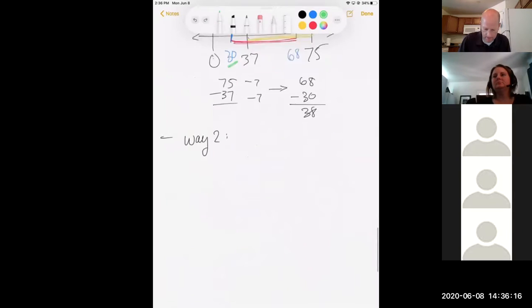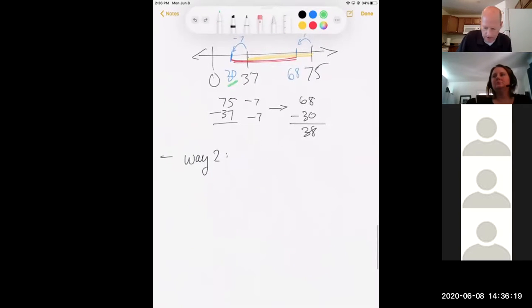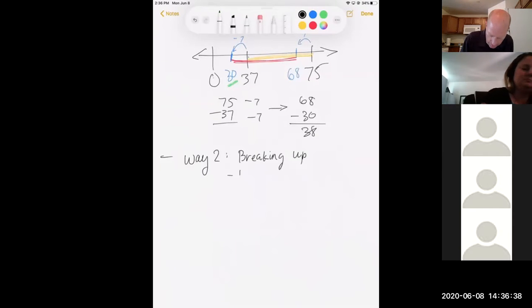Mm-hmm. Okay, so way number 2 is breaking up into easier numbers. Just like we did in our 30-second challenge with multiplication and division, breaking up is helpful for subtraction. This one's called breaking up: you break up into easier numbers. So our 75 minus 37 could be broken up, and you can look at powers of 10.